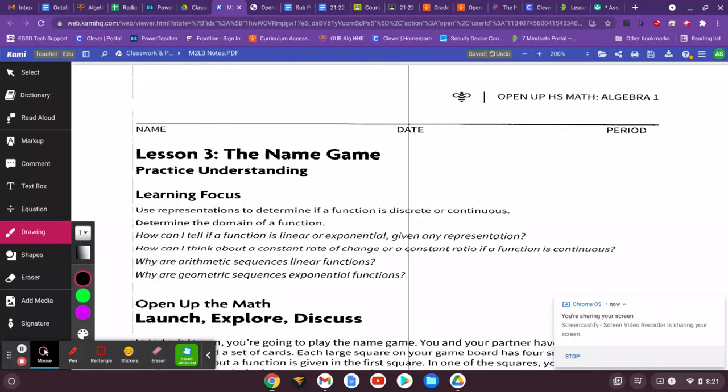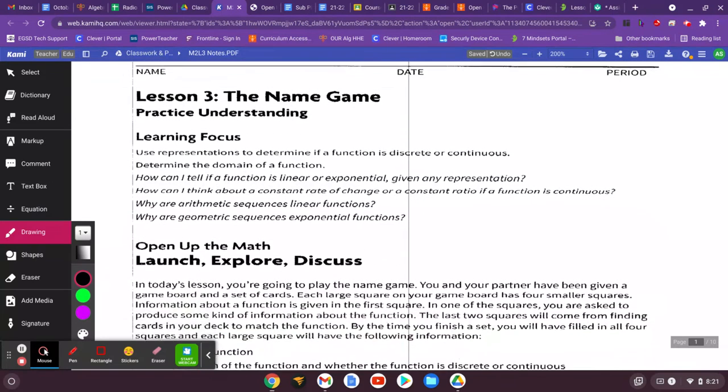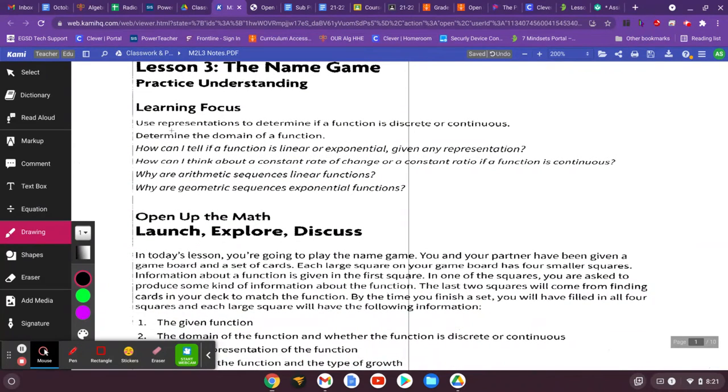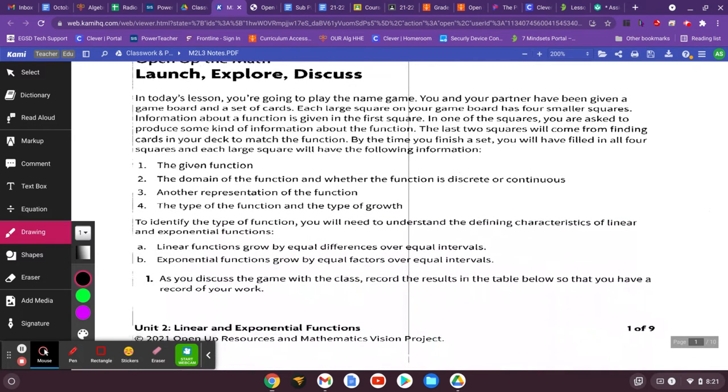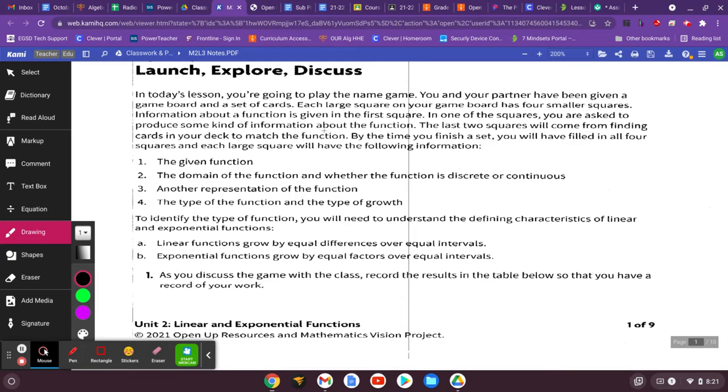Hi, this is Open Up Resources, Algebra 1, Unit 2, Lesson 3, the name game. We are going to practice what we've been learning using representations to determine if a function is discrete or continuous, and then we're going to determine the domain of a function, and we'll actually do it in the proper notation, the set notation. So in today's lesson, you're going to play a game with a neighbor.